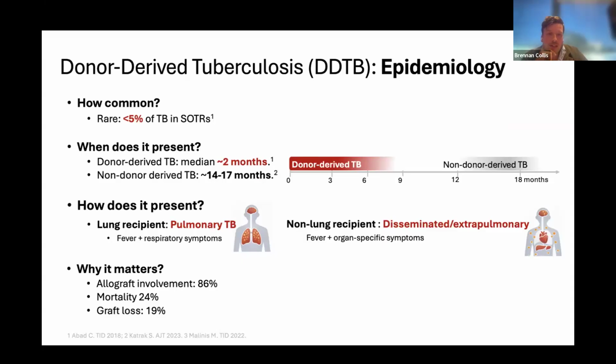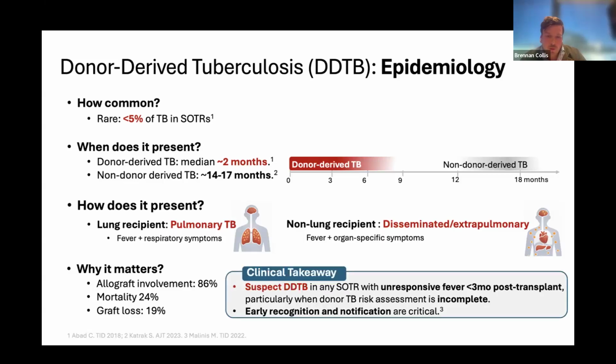And it does seem to present slightly differently in different transplant recipients. Lung transplant recipients more commonly present with pulmonary TB, and non-lung transplant recipients more commonly present with disseminated or extrapulmonary TB. We also see high proportions of allograft involvement, as we saw in our case with the endomyocardial biopsy result. And because this diagnosis is often delayed in recognition and starting treatment, outcomes can be poor with a mortality estimate of around 24% and graft loss of around 19%.